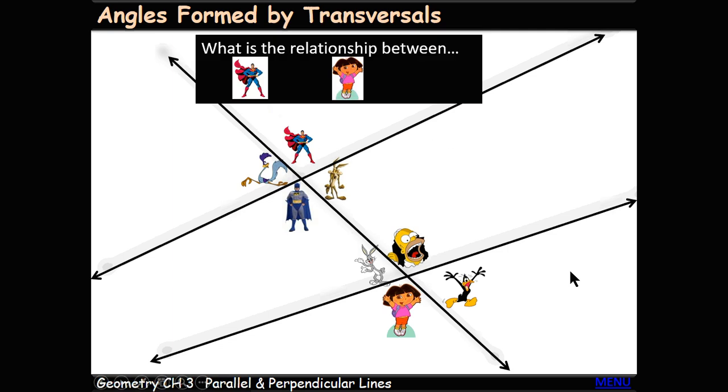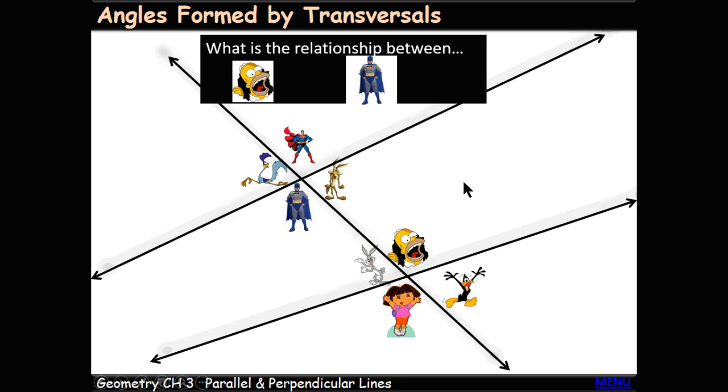So, a couple practice problems. What's the relationship between Superman and Dora? First, decide are they same side or alternate, and then decide if they're interior or exterior. Superman and Dora are alternate exterior angles.